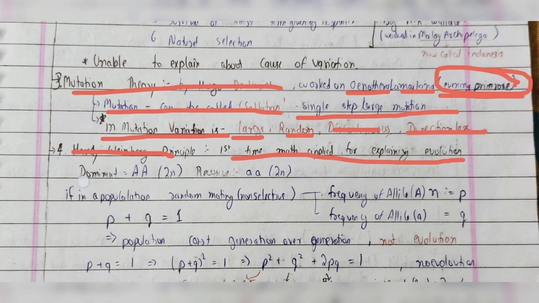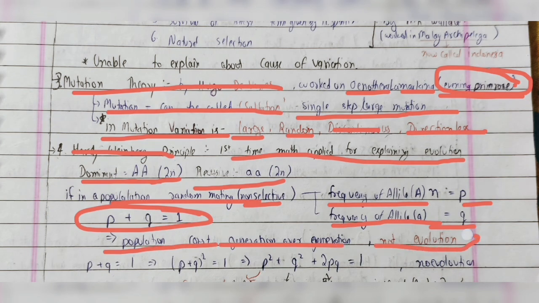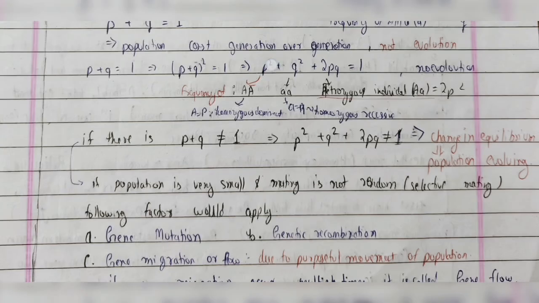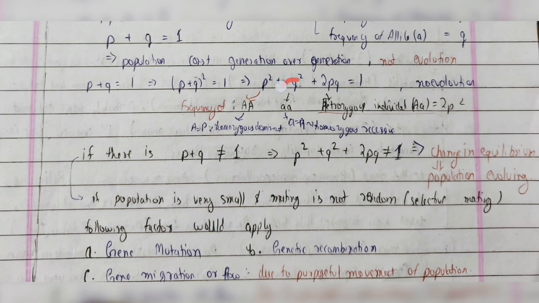According to it, dominant would be categorized as capital A, with AA for diploid, and recessive would be small a, with aa for recessive ones. If the population has random mating, meaning non-selective mating, the frequency of allele capital A, meaning dominant, is p, and the frequency of recessive is q. If p plus q is equal to 1, then the population is constant generation over generation, meaning no evolution will occur in that population. It can also be represented as (p + q)^2 = 1, p^2 + 2pq + q^2 = 1, which would mean no evolution. Here p^2 represents homozygous dominant, q^2 is homozygous recessive, and 2pq is heterozygous individuals.